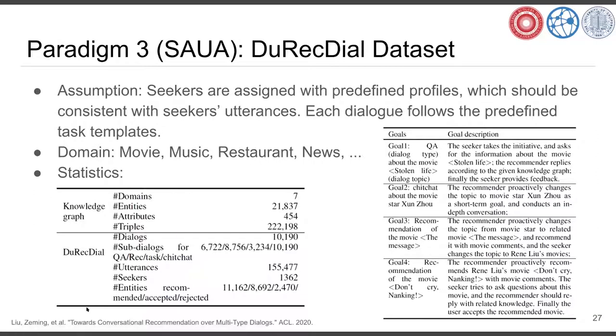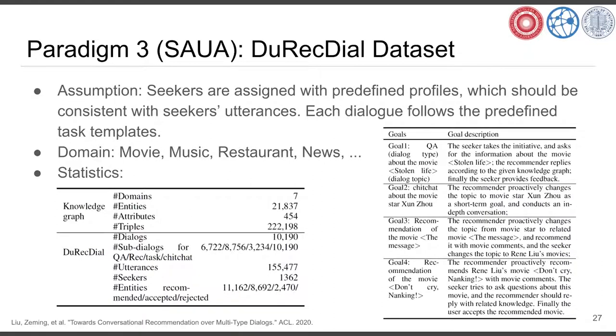Okay, a more mature data set that follows paradigm three, which means both the system and the user are active, is a data set called DuRecDial from ACL 2020. It's a recent data set. The assumption they made in this data set is that seekers, or simply the users, are assigned predefined profiles. That is, they have some profiles like the attributes or items that the user may like.